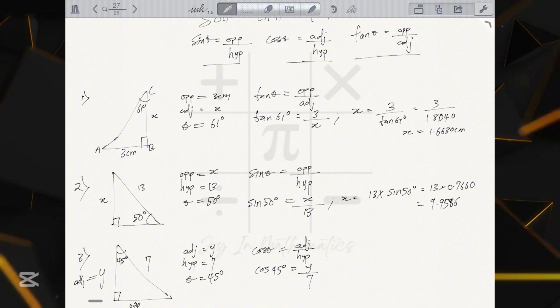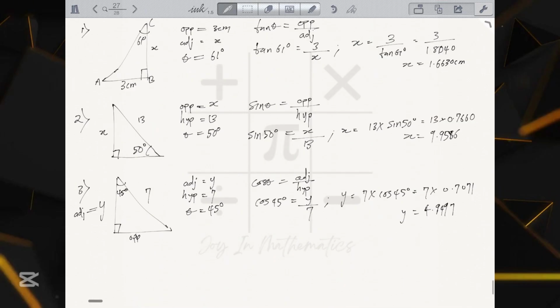Simplifying further, making y the subject of the formula, you can see that y is equal to 7 multiplied by cos 45 degrees. Cos 45 degrees is equal to 0.7071. Multiplying this result by 7, we will have y to give us 4.9497. So we have solved the exercise.